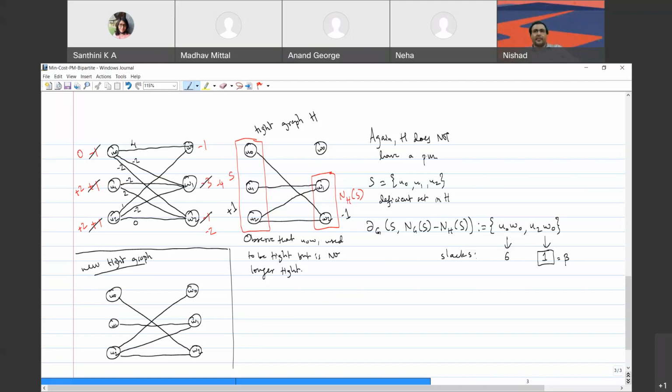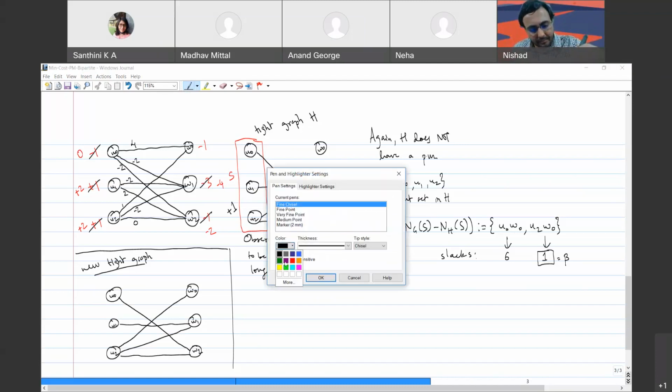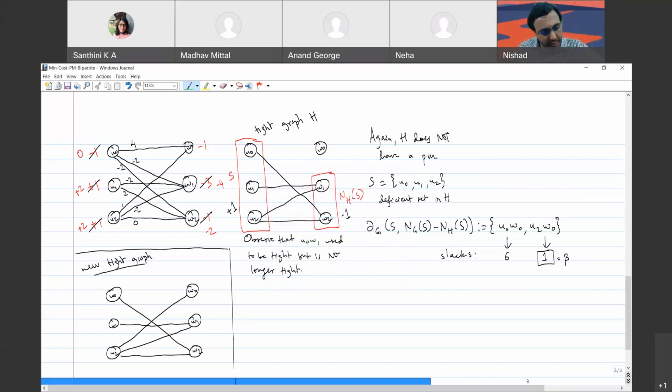Does this graph have a perfect matching? Everyone sees a unique perfect matching in this graph, I suppose. It doesn't have to be unique, but it happens to be unique in this example. So let's write it down: U2W0, U0W2, and U1W1. These 3 edges are our minimum cost perfect matching, right?